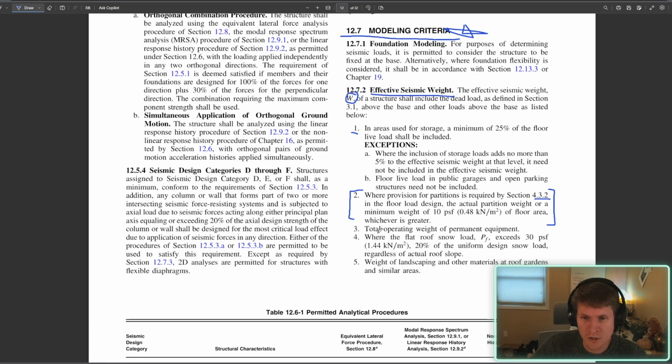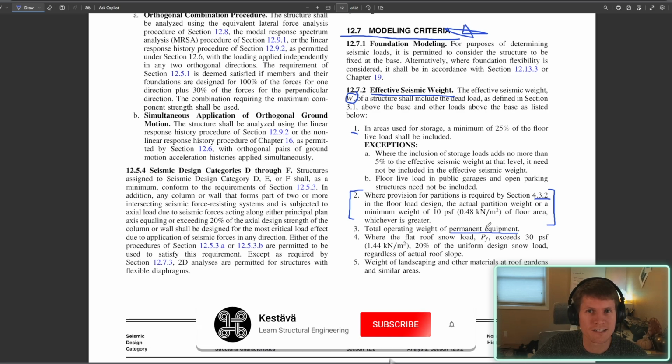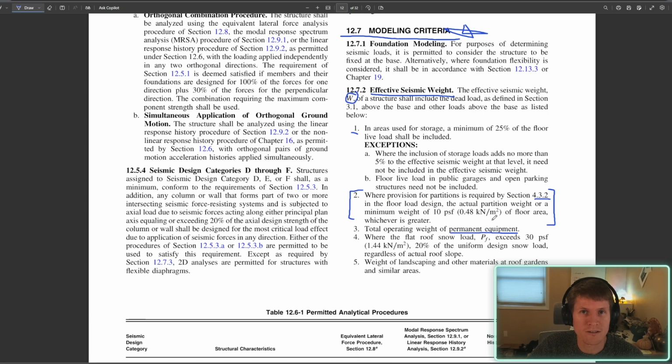Item 3, total operating weight of permanent equipment. Now, permanent equipment, while again, this isn't our topic today, they're not talking about the printer in the HR department. That would be considered live load. They're talking about the big honking HVAC unit that's 20,000 pounds that is bolted to the floor and it ain't moving. It's going to be there for the lifespan of the structure. Use your engineering judgment, because you're all engineers, as to what that may mean and how that is defined. Number 4, we got something about snow here.